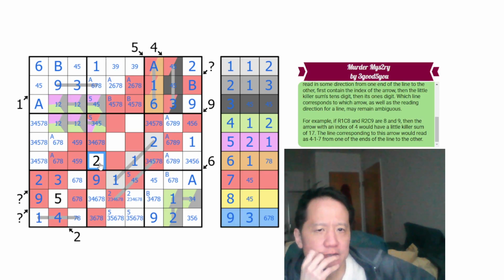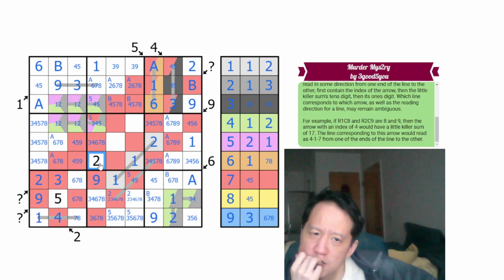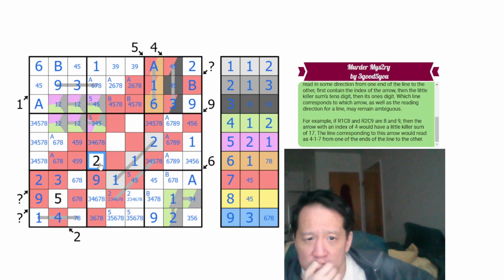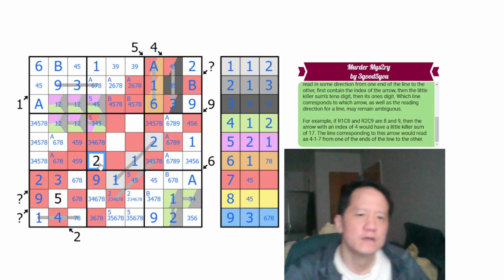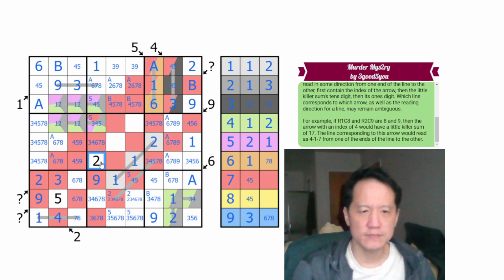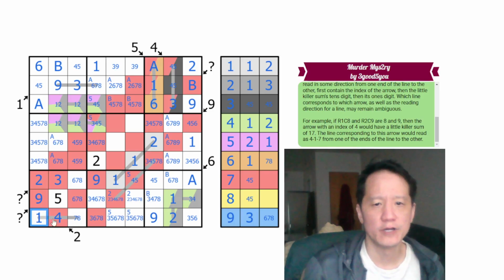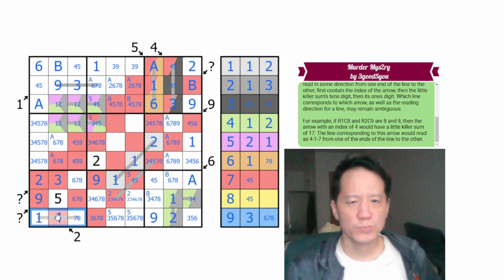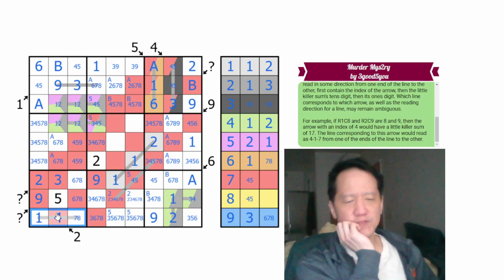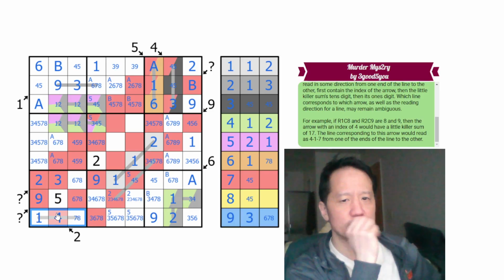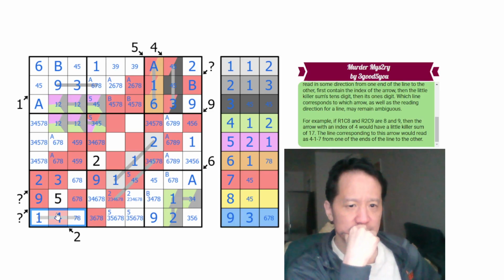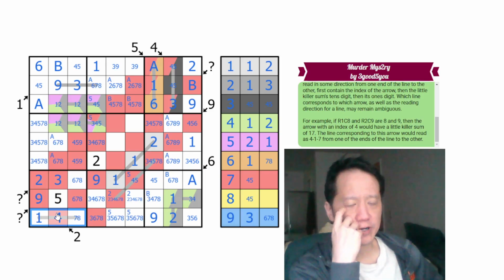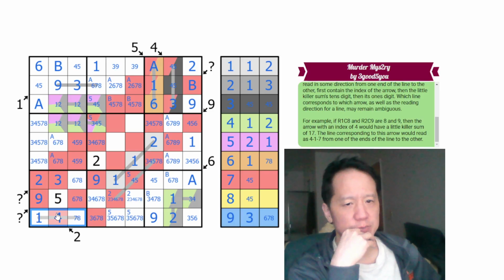Let's see. So one of these is 41. The 3 is either 45 or 54. The 9 is 36, 37, or 38. And the other one we don't know. It's pretty broad. It could be anywhere from 42 all the way up to 58.